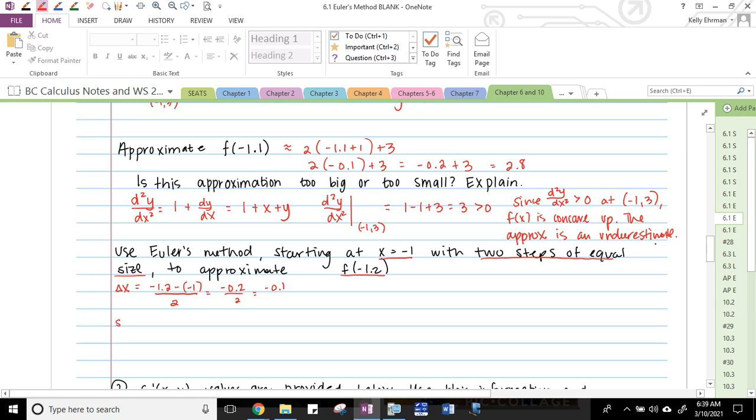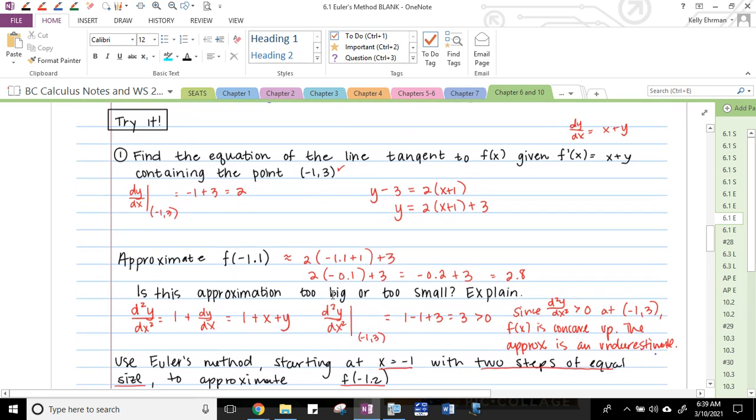It says start at x equals negative 1, but I know more information about that. I know that's the point negative 1, 3. The other thing I need is the slope at negative 1, 3. I think we already found that in a previous problem. Before I get that far, let's build Euler's method.